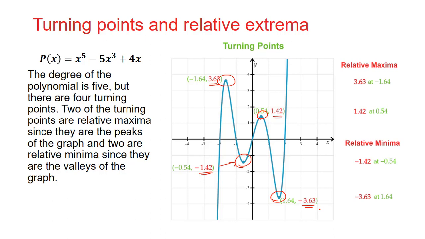This graph also is an odd function because f of negative x is negative f of x. Notice that if the point x, y is on the graph, negative x, negative y is on the graph, so just bringing up things that we've talked about before.